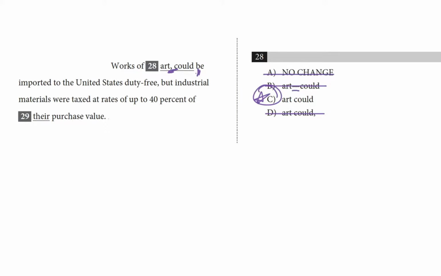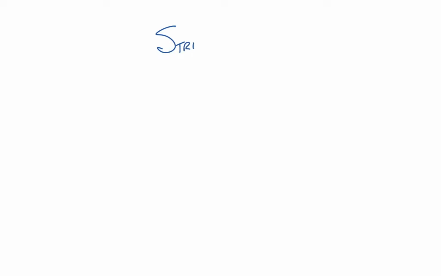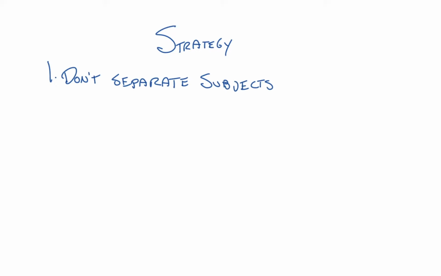C is our answer. Our strategy for this question requires a lot of wind-up. You will have to practice and be familiar with the various functions of punctuation marks like commas, colons, semicolons, and dashes. But keep these things in mind. First, don't separate subjects and verbs. Unless you're using paired punctuation to set off a descriptive aside, don't include punctuation that separates subjects and verbs.